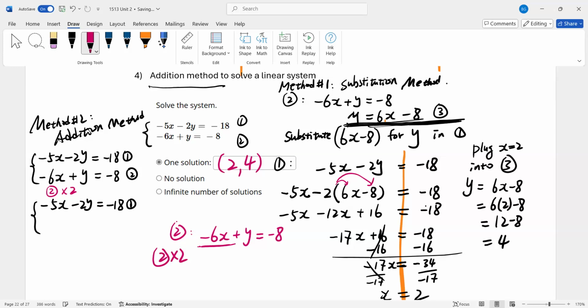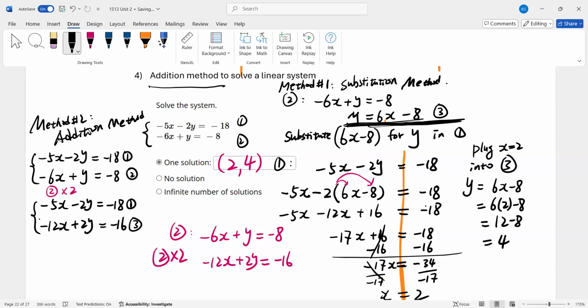So -6x, after we multiply by 2, we get -12x, right? And y multiplied by 2, we have 2y. On the right side, -8 multiplied by 2 is -16. So that's what I meant when I say multiply equation 2 by 2. All the terms in the equation must be doubled. So we have equation 3 that is doubled equation 2: -12x plus 2y equals -16.